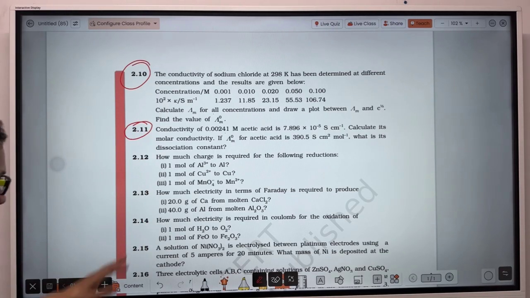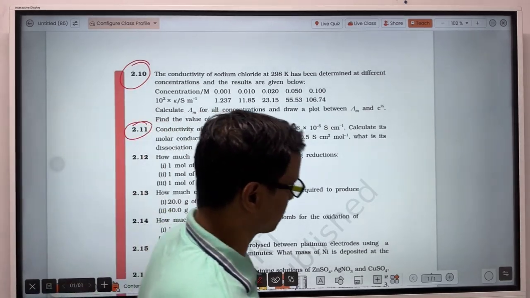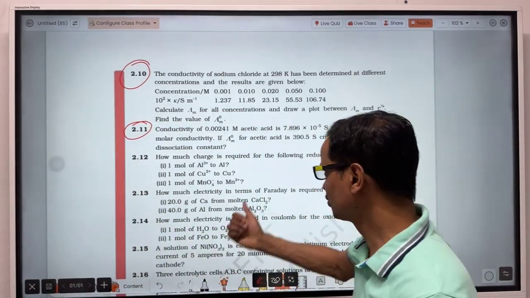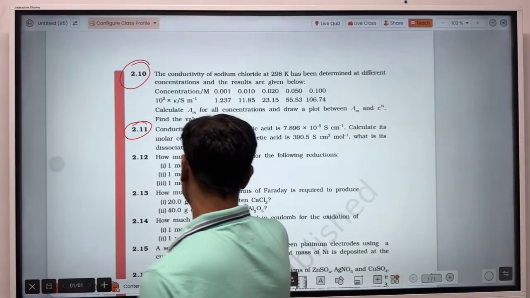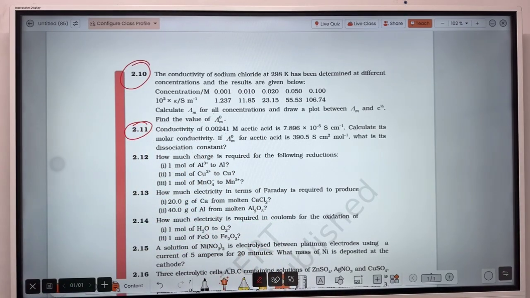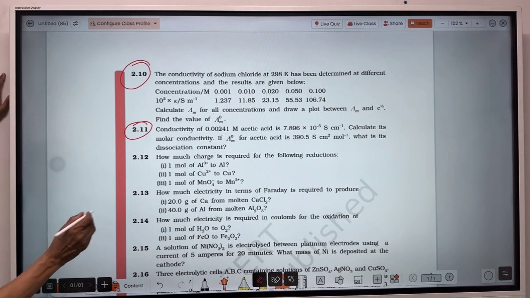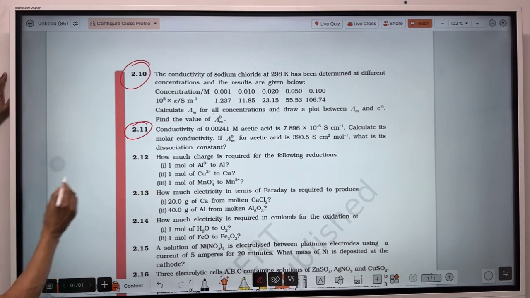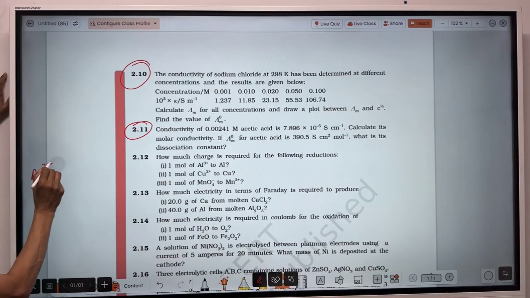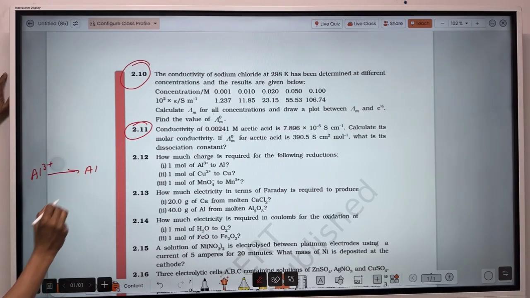Of these questions, I am solving one. The remaining questions you solve by yourself. Listen here: how much charge is required for the following reactions? 1 mole of Al3+ to aluminium. So obviously here 1 mole. Aluminium here is in the +3 oxidation state. That will have to go to the 0 oxidation state.